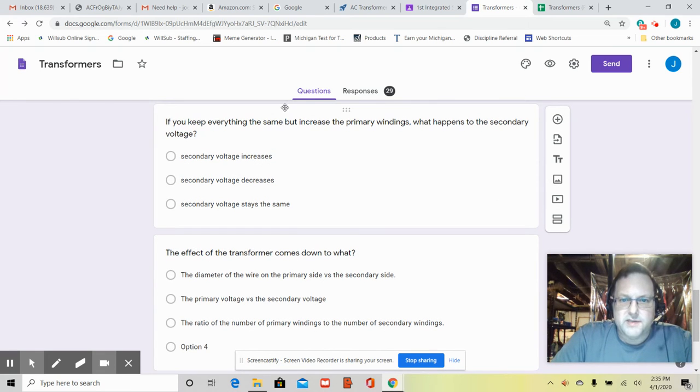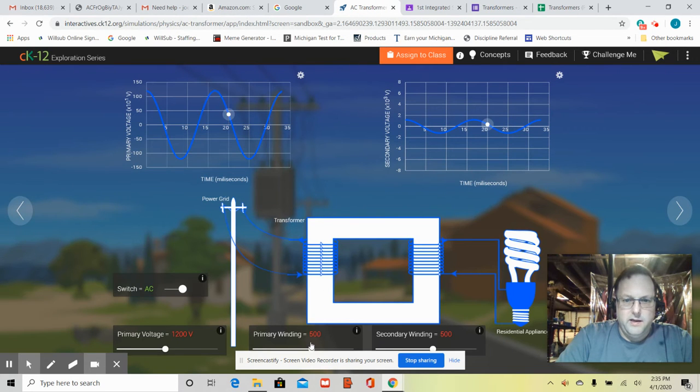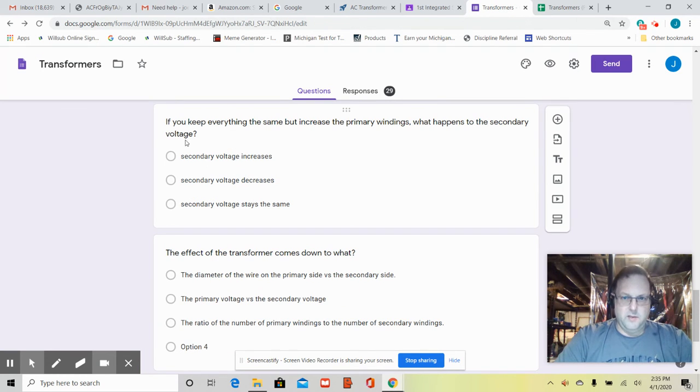If you keep everything the same but increase the primary windings, what happens to the secondary voltage? We can go right back here and try it again. Right now this is 1200, 1200. Let's change the primary windings from 500 to 1,000. All of a sudden, your secondary voltage decreased by half. So if you keep everything the same but increase the primary windings, secondary voltage decreases.